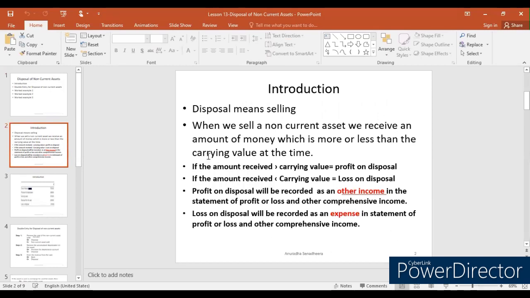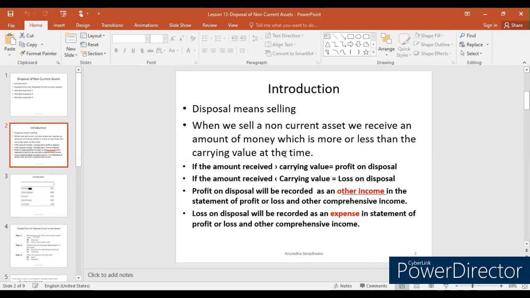And the important thing I want to tell you, when you are going to sell, there can be a profit on disposal and loss on disposal. Now, as an example, how do we calculate that? When you are going to sell, imagine you use a vehicle for 5 years and you are going to sell it for some amount. There is a carrying value of that.